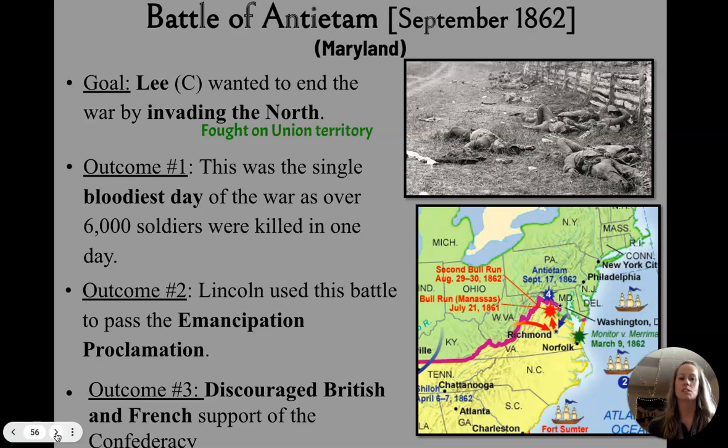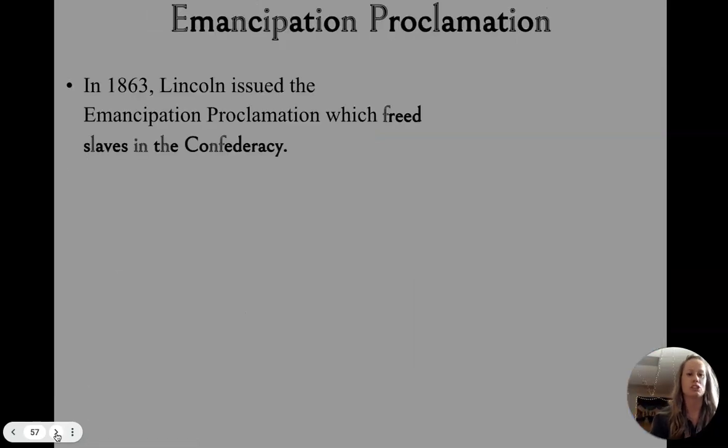So Lincoln uses this battle to pass the Emancipation Proclamation, which we're going to look at in just the next slide. And the third outcome is that it's going to discourage the British and the French support for the Confederacy. The Confederacy is trying to get Great Britain and France to supply them with soldiers, with supplies, and with money. When Abraham Lincoln proclaims emancipation, which means freedom, he does that for several reasons. One of them is really to get the British and the French not to support the Confederacy. So let's look at the Emancipation Proclamation.